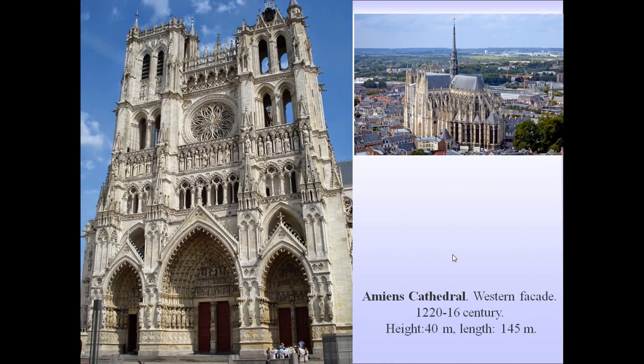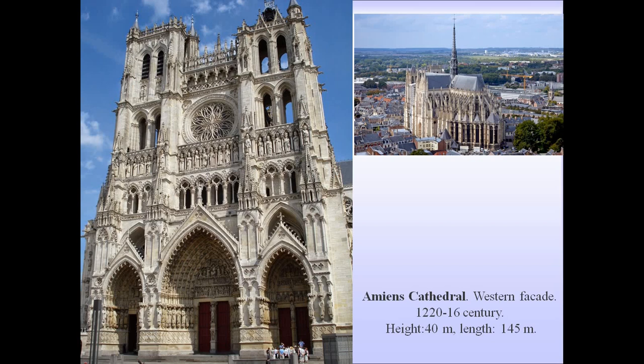Here we can see the Amiens Cathedral. The Amiens Cathedral is dedicated to Notre Dame, or Our Lady. It is the largest one in France from the point of view of its scale. The general scale reaches up to 200,000 square meters. The author of the project is Robert de Luzarches.